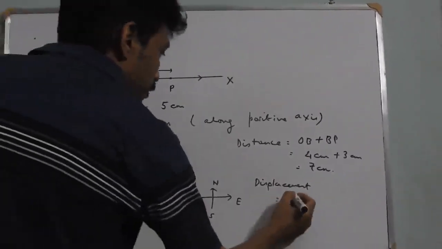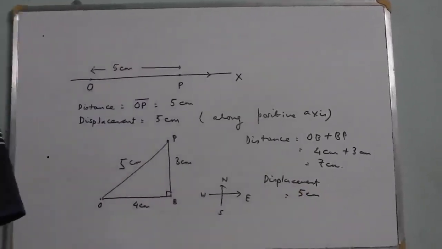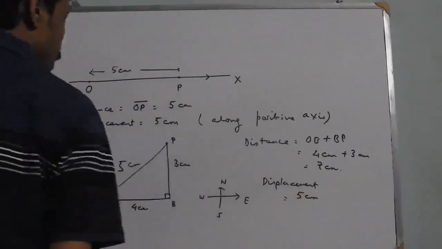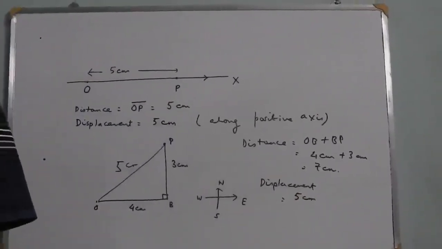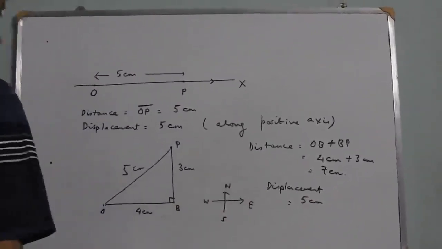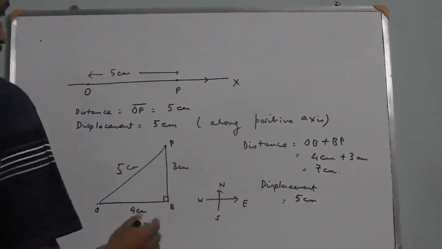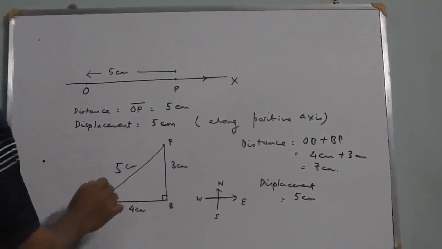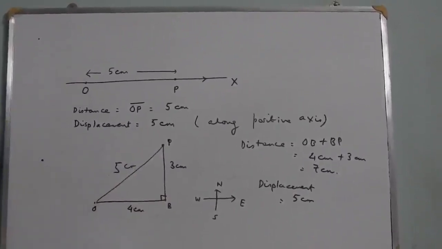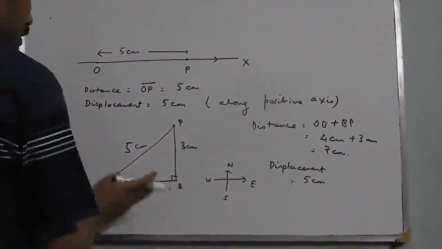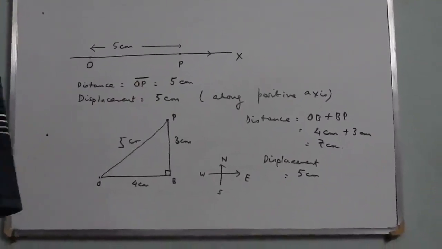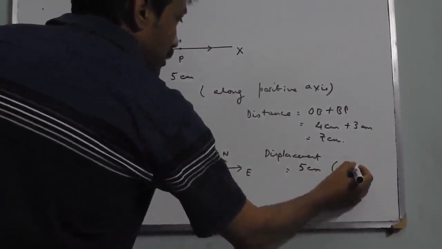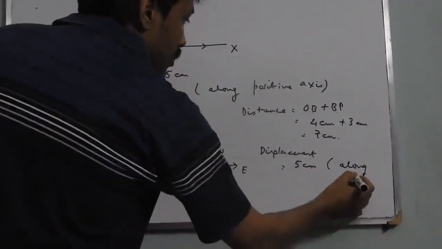So displacement has its magnitude 5 cm, and in order to represent the direction, we can say it is moving along OP. And in terms of the geographic direction, we can say it is moving along northeast, because if this is 3 cm, this is 4 cm, this is probably some angle which is greater than 0 but less than 90 degrees. So you can say that it is more or less around the northeast direction. So for the time being, I am writing it as direction OP, along OP.